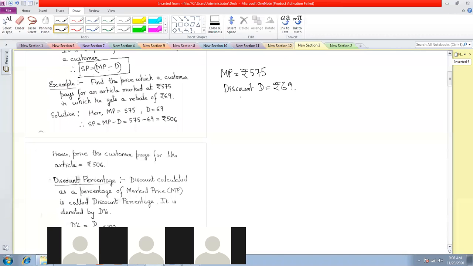Question is, find the price which the customer pays. Find the price which the customer pays means the selling price of the shopkeeper. So selling price is mark price minus discount. You simply calculate from here. So 575 minus 69, and that will give you 506.